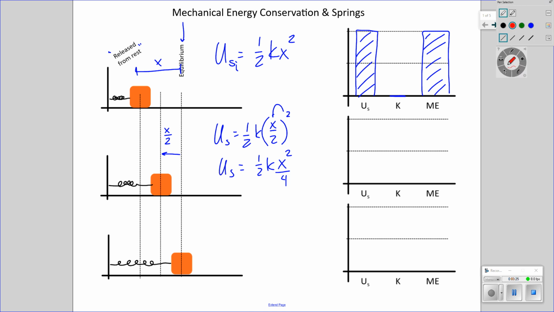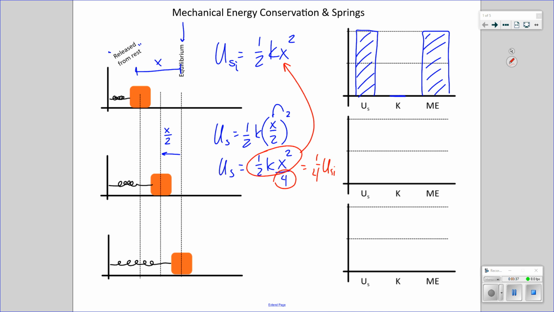Well, look what we have. We have U spring initial divided by 4. So this is 1/4 of that initial spring energy, and that's the nature of the quadratic relationship between spring displacement and energy. If we change spring displacement by a factor of 1/2, we change spring energy by a factor of 1/2 squared, or a factor of 1/4. So it's not a linear relationship between spring displacement and energy. There is a linear relationship between spring displacement and the force that a spring applies, but not displacement and energy. Because the spring is compressed half as much, the energy goes down by a factor of 4.